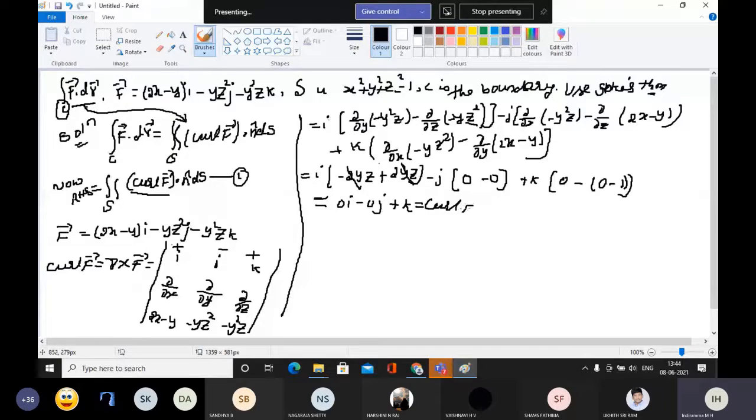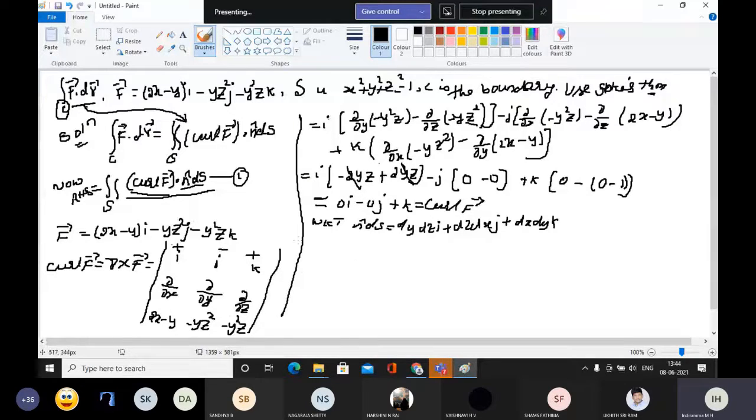After finding curl f, what should we do? We substitute it in the integral. So what is n cap ds? It is dy dz i cap plus dz dx j cap plus dx dy k cap. Now find curl f dot n cap ds. First you find this one, then we can go for the integration.